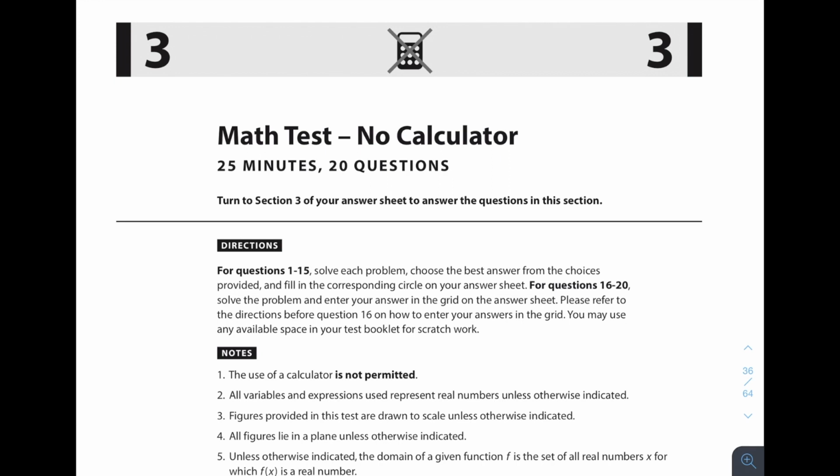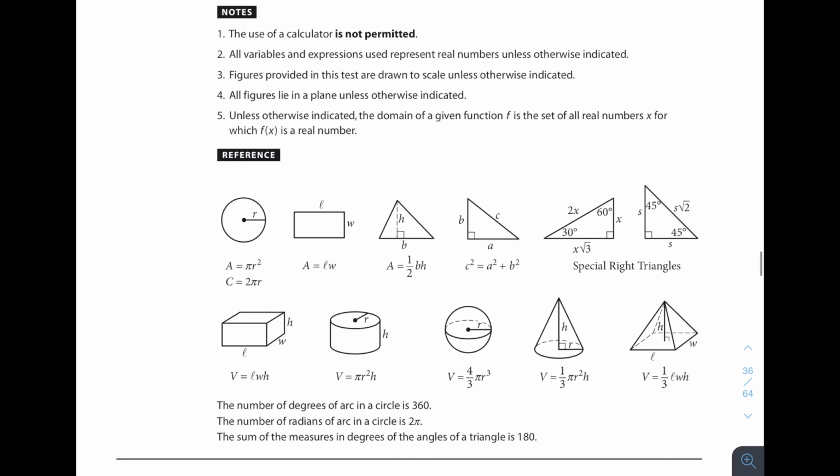Okay, we're going to be going through some of the math no calculator problems on CollegeBoard's first practice test. Let's start.